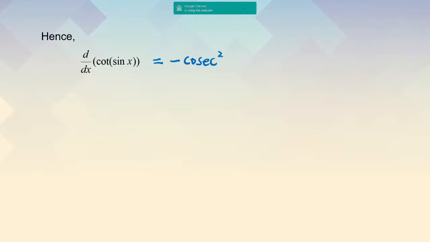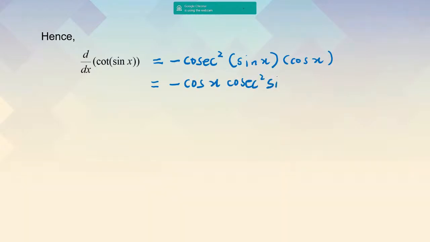Cosecant, and then the function is sine x. And then times the derivative of sine. Differentiate sine, we get cos. So the final answer is negative cos x cosecant squared of sine x. 2 marks.